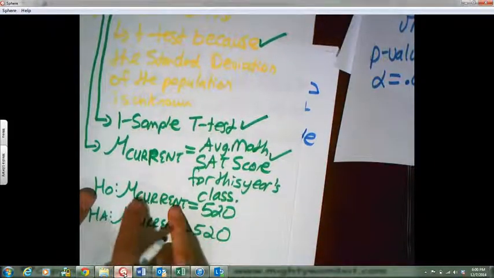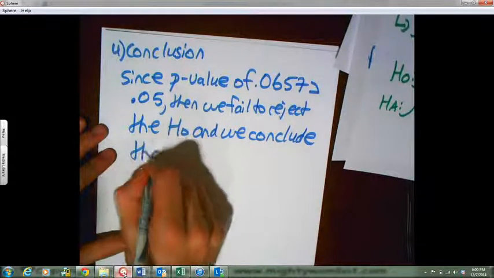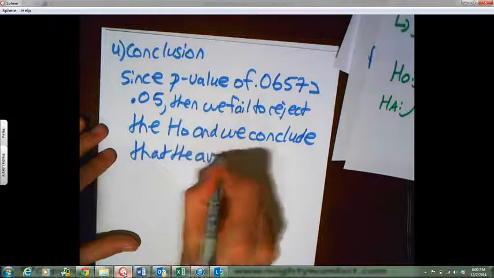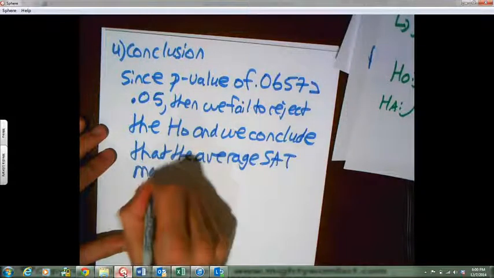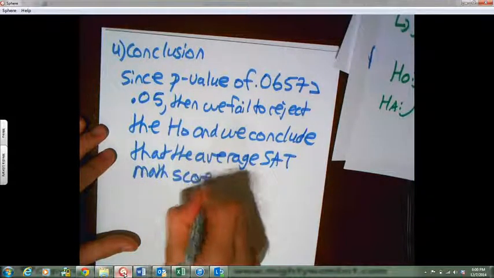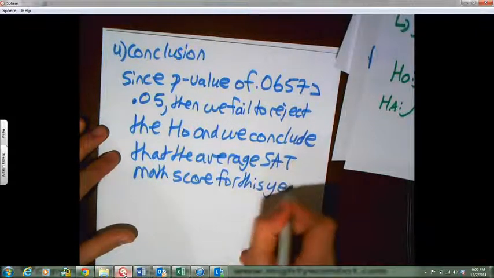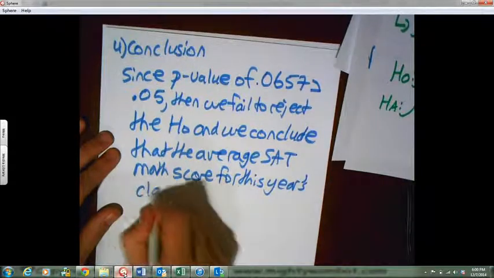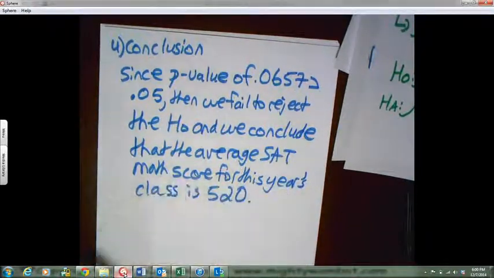You conclude that the average SAT math score for this year's class is 520. So there you go. There's again the 4-step process. So that is part A. Now we need to do B.